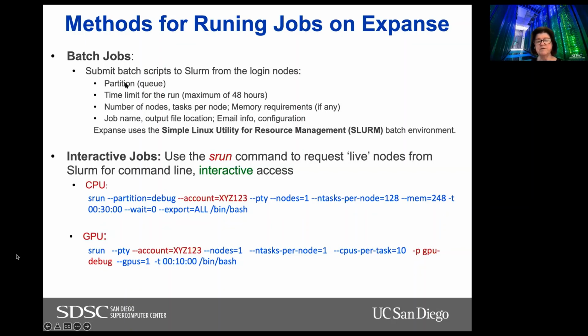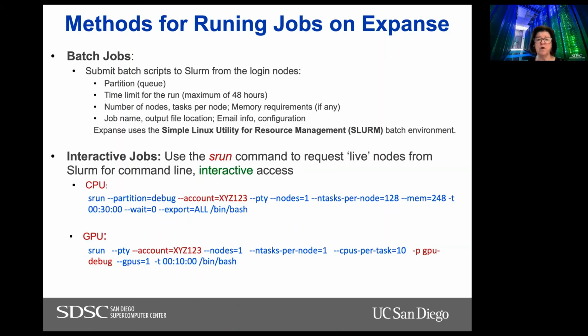You have to know what partition you want to run on. Partitions have different policies for how long you can run a job and how many SUs you get charged. There are different time limits. There's a limit on Expanse of 48-hour jobs. If you have something longer, you can request more permission, more time. And you have to know the number of nodes and the tasks per node you want to run. If you have 128 cores on a node and you only need 24, you don't need to ask for all 128. You could share it.